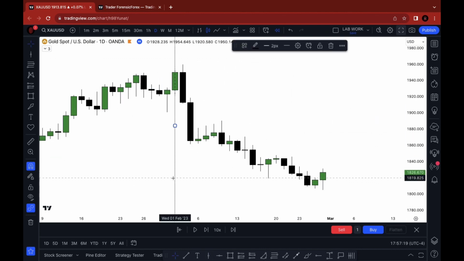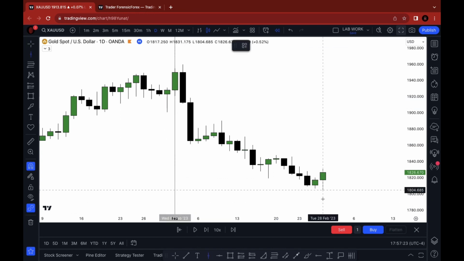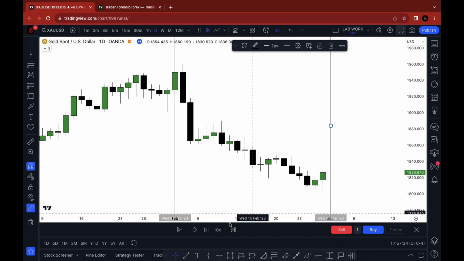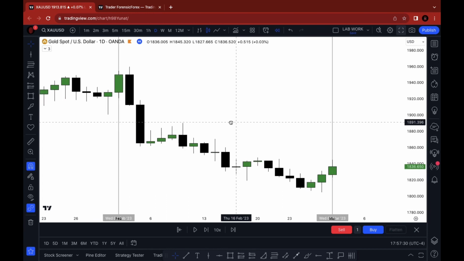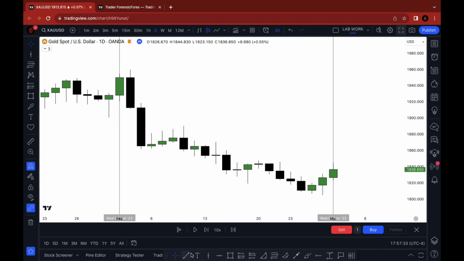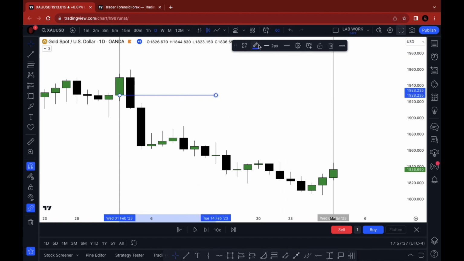So we start with the first of the month and then the end of the month here. So we'll move the candle over one more. There we go. Now, looking at this chart, the first thing we're going to do is mark off the opening price. So where's the opening price? Here. So that's the start of the month.